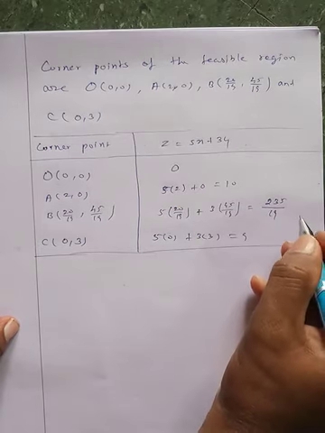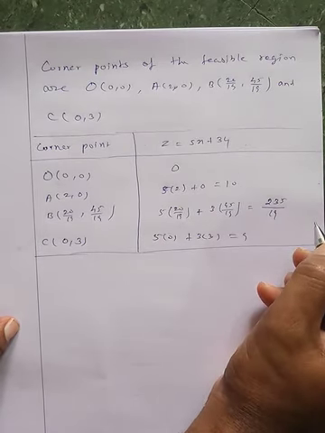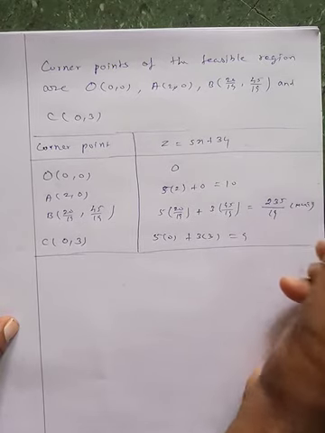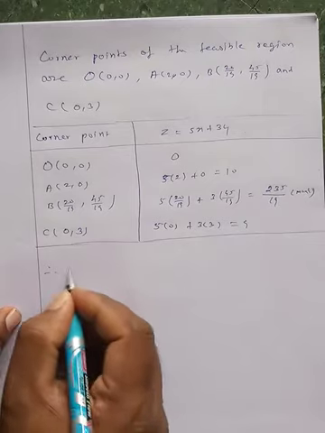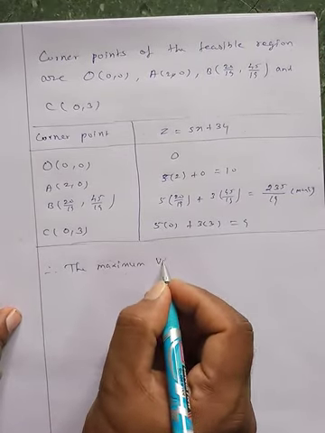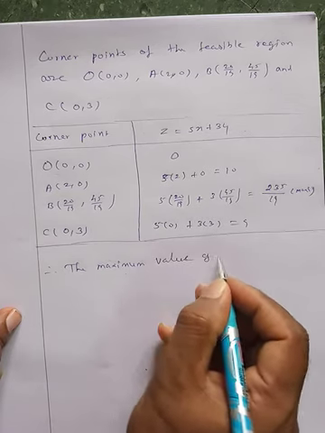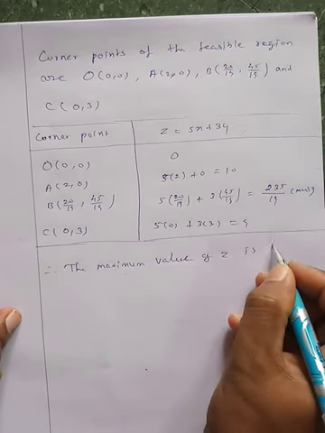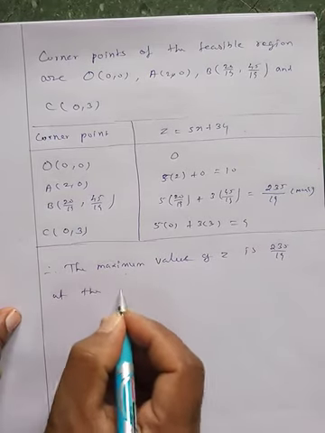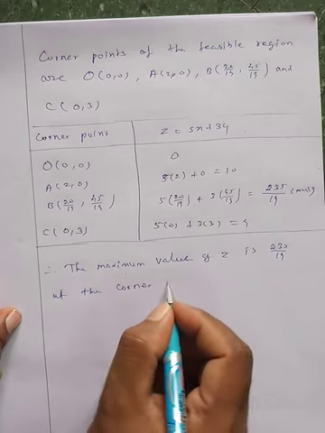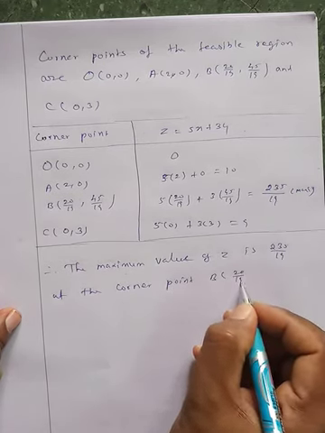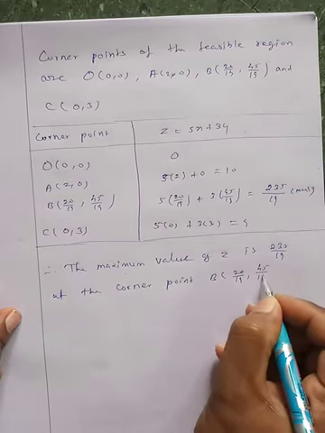So we are asked for the maximum value only. So this is the maximum value. Therefore, the maximum value of Z is 235 by 19 at the corner point B of 20 by 19, 45 by 19.